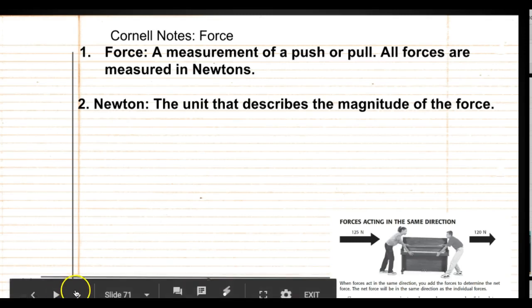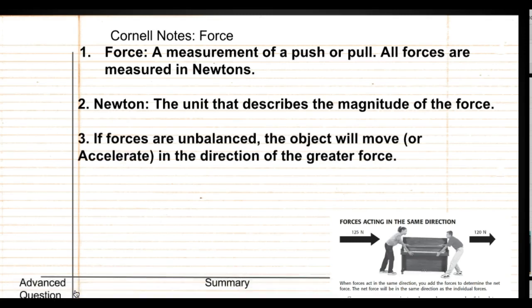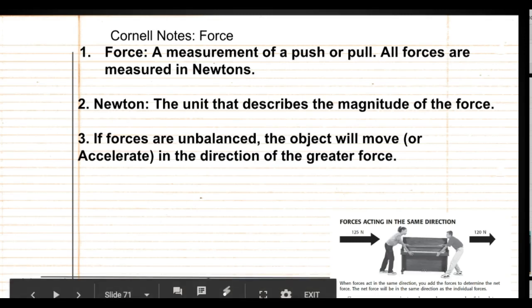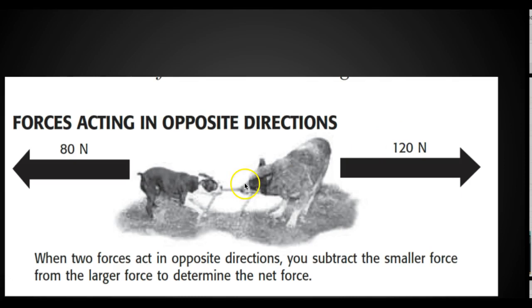Okay, moving on. Number 3. If forces are not in balance, the object will move or accelerate in the direction of the greater force. And we talked about that when we talked about the laws of motion. Let me show you a picture. In this image, they're pulling on this piano, pulling and pushing. So the girl's pushing with 125 newtons of force and the boy with 120. Now friction is acting on the piano, but 125 plus 120 would be 245. So it would be moving in the direction, since they're both pushing in the same direction, or pushing and pulling, of 245.